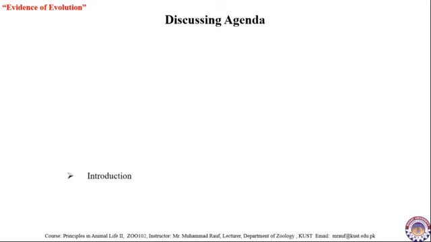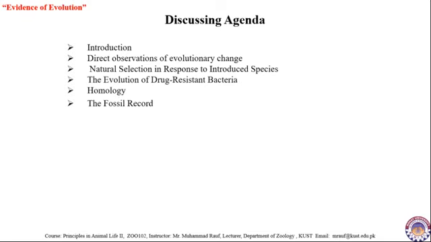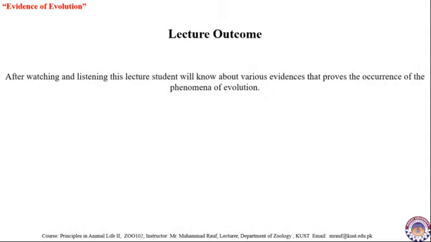The agenda for the topic is: Introduction, Direct Observations of Evolutionary Change, Natural Selection in Response to Introduced Species, the evolution of drug-resistant bacteria, homology, the fossil record, and biogeography. Lecture outcome: after watching and listening to this lecture, students will know about various evidences that prove the occurrence of the phenomenon of evolution.